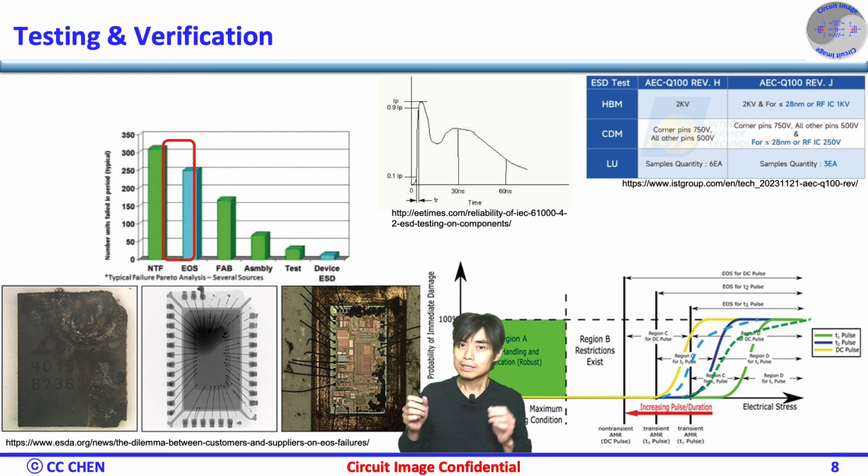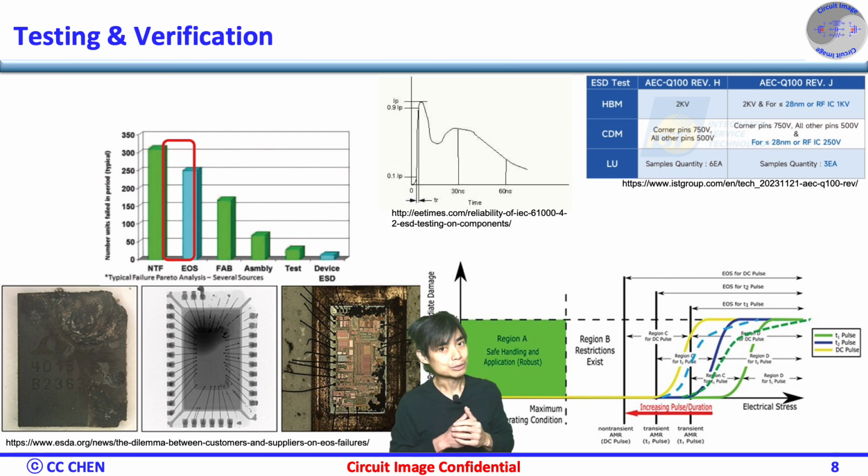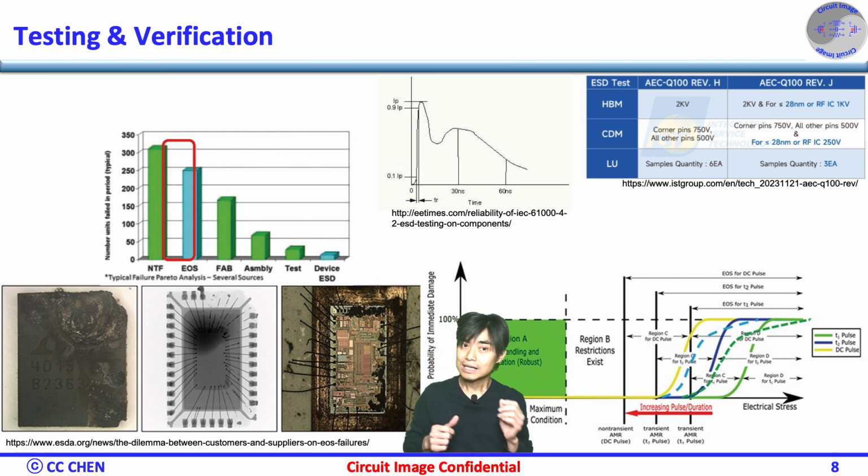Consumer electronics follow IEC 61000-4-2 for system-level ESD protection. Compliance is essential for market acceptance. ESD failure rates must be within acceptable limits to ensure reliability.